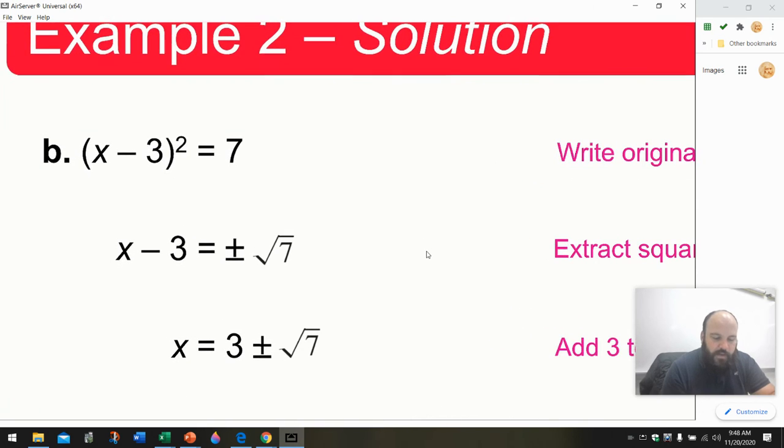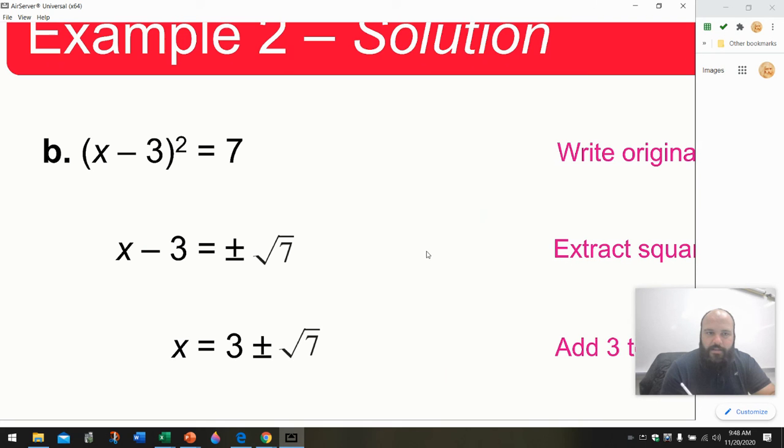So now this one is pretty much the same. We have a little bit of different order of what we're going to do to undo the stuff that's happening to the variable. But as you can see, to this x variable, it's being subtracted by 3 and it's also being squared. So we need to undo both of those. The first thing we're going to undo is we're going to start with the square. So we're going to square root this side and we're going to square root this side.